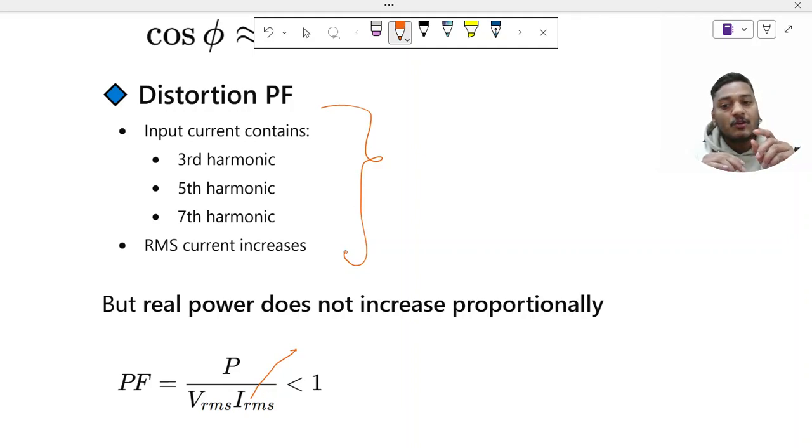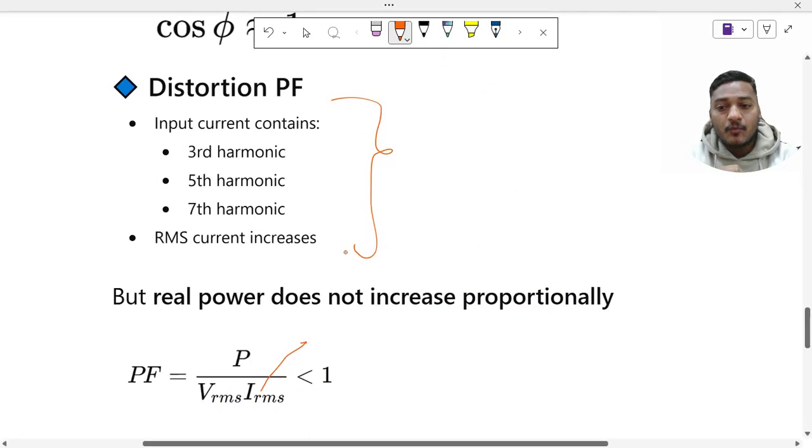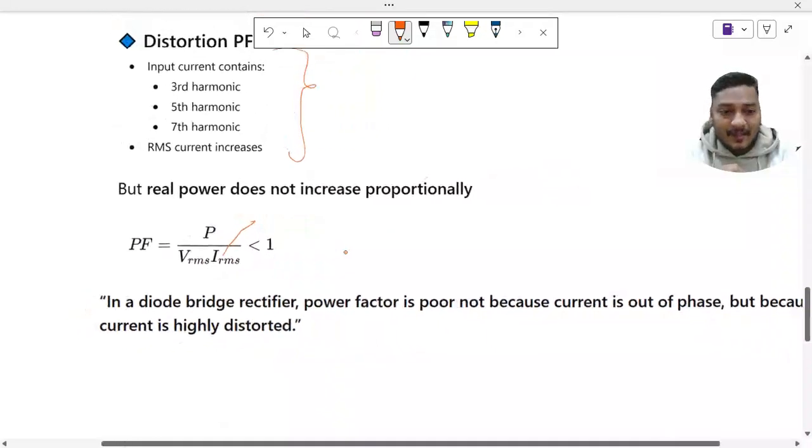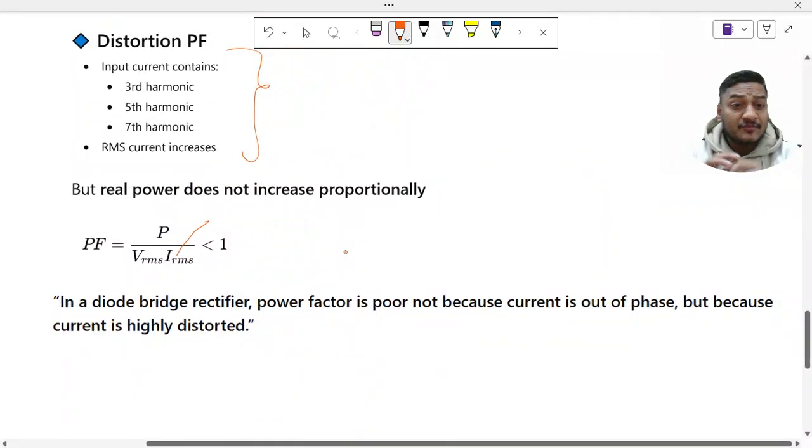Okay, and because of this, P divided by VRMS IRMS, initially, is going to give me 1. Now this is not going to give me a 1 because the IRMS component is dominant enough, and this is the actual reason that power factor gets poorer. Another thing is there.